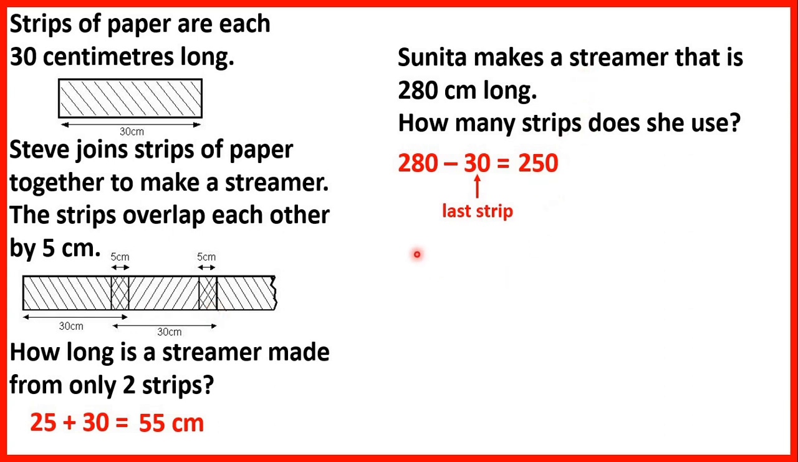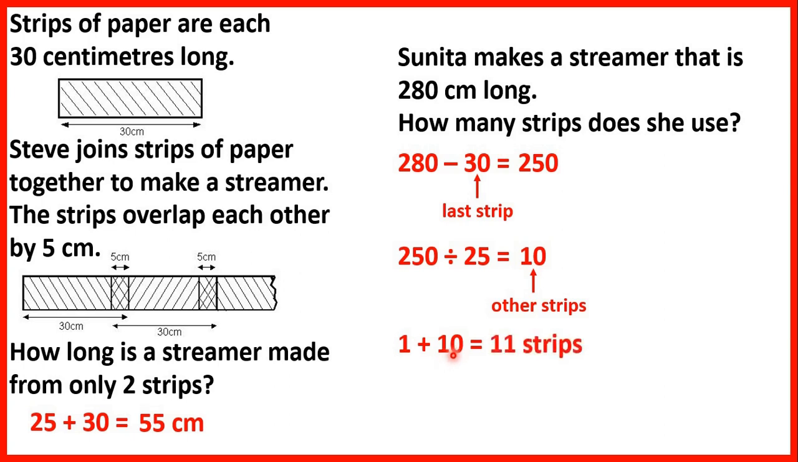So now we need to think how many other strips will give a total of 250 centimetres. Remember, because they overlap, they're really only 25 centimetres long. So if we divide 250 by 25, that gives us 10. So we have 10 other strips, or 10 strips at the start of 25 centimetres, and then a last strip of 30 centimetres. So that's the one last strip, plus 10 other strips, means that we have 11 strips in the streamer altogether.